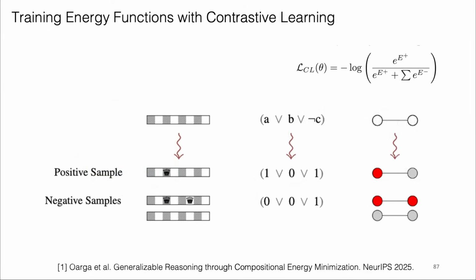And then finally, we have some type of contrastive loss, where for each of these local energy functions, we train it so that the ground truth answer has low energy, and the incorrect answers, where we have 2 queens on a row or no queens on a row, have high energy.